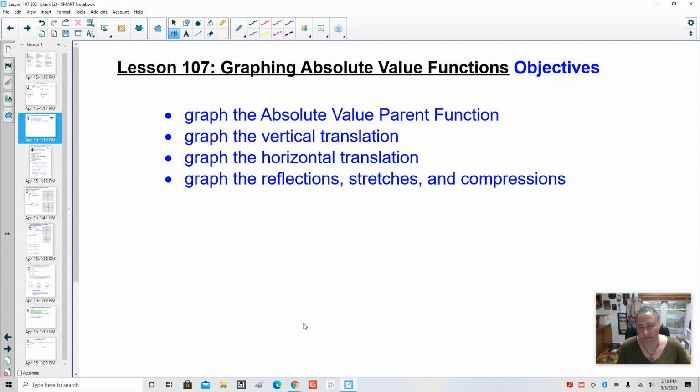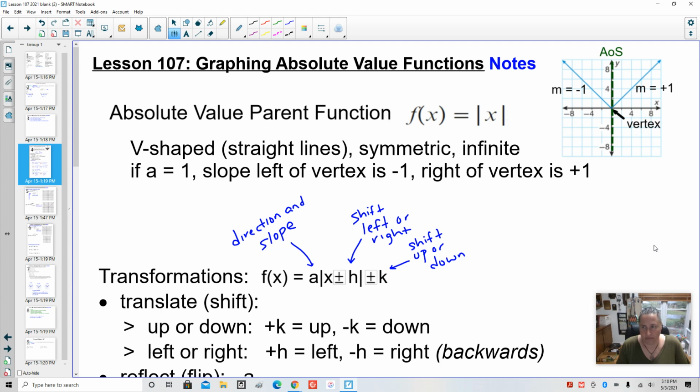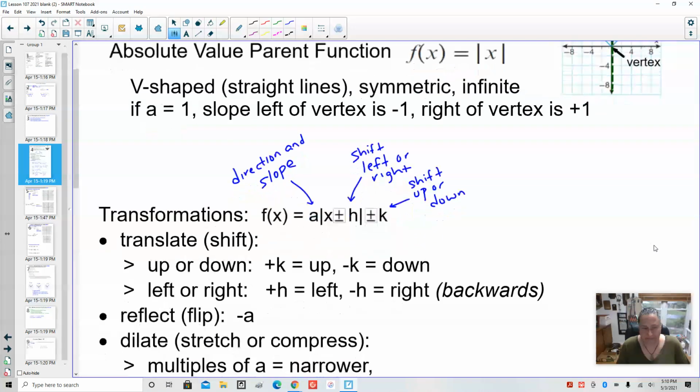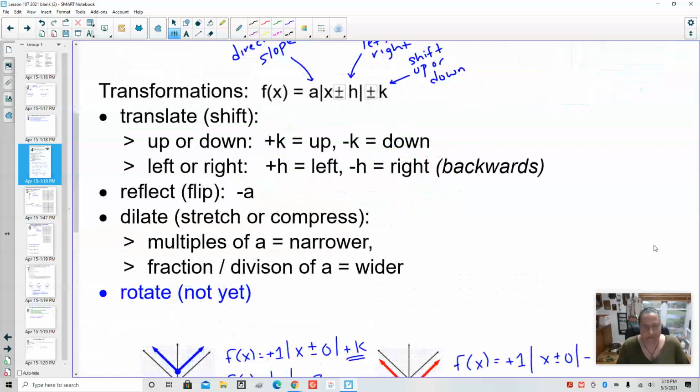So we're going to graph absolute values, and then we are going to transform it in a variety of ways. Fair amount of notes here, so go ahead and hit pause. When you're done with that page, play again. All right, there's the rest of the notes.